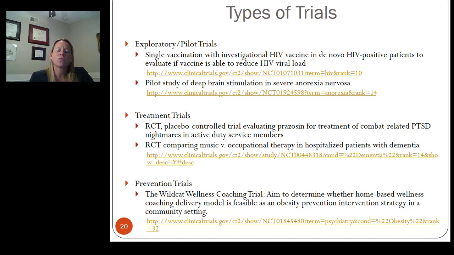So we can think of trials falling into exploratory phases or exploratory types of trials. We can have trials for treatment. We can have trials for prevention. An example given for prevention may be one to determine if a home-based wellness coaching delivery approach is more effective in reducing obesity, say compared to some other standard approach that might already exist.